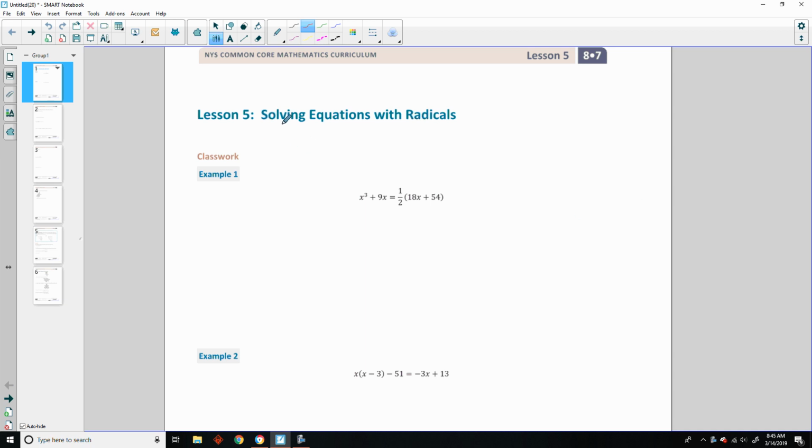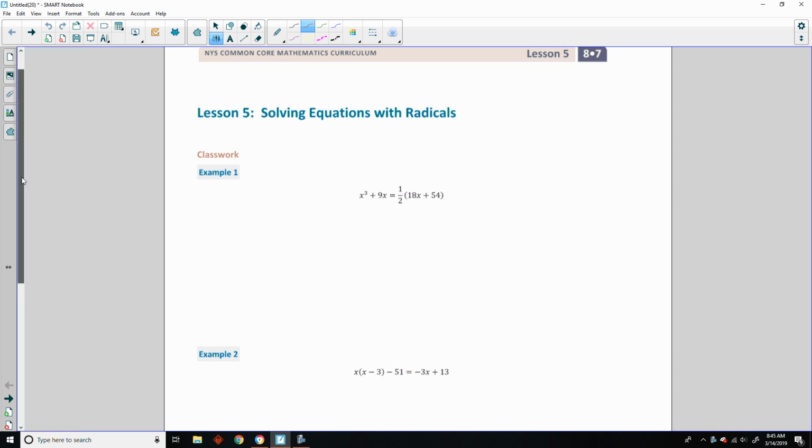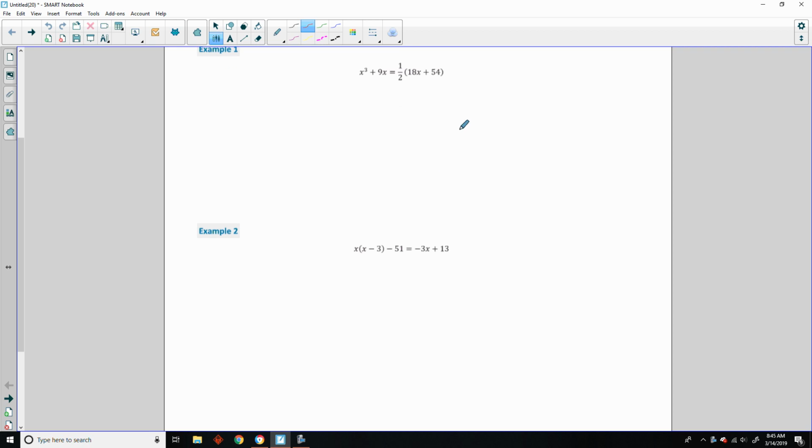This is Lesson 5, Solving Equations with Radicals. Classwork, Example 1. x cubed plus 9x equals 1/2 times the quantity 18x plus 54.